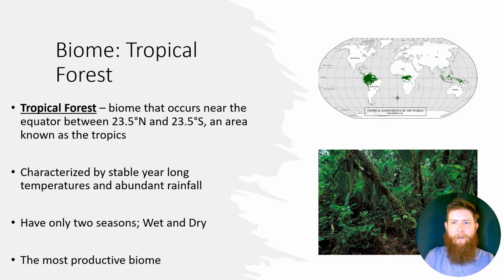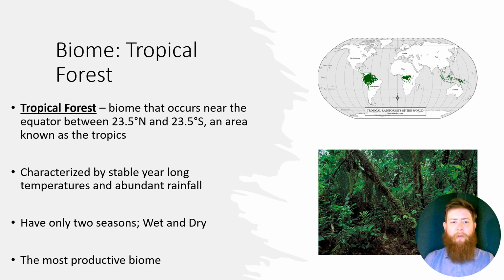All right, the next biome is the tropical forest. This is a biome that occurs near the equator between 23.5 degrees north and 23.5 degrees south. If you're a geography buff, this is the Tropic of Cancer and Tropic of Capricorn. This area is known collectively as the tropics. So this area has a stable year-long temperature. It has lots and lots of rainfall, and it has only two seasons, a wet season and a dry season.